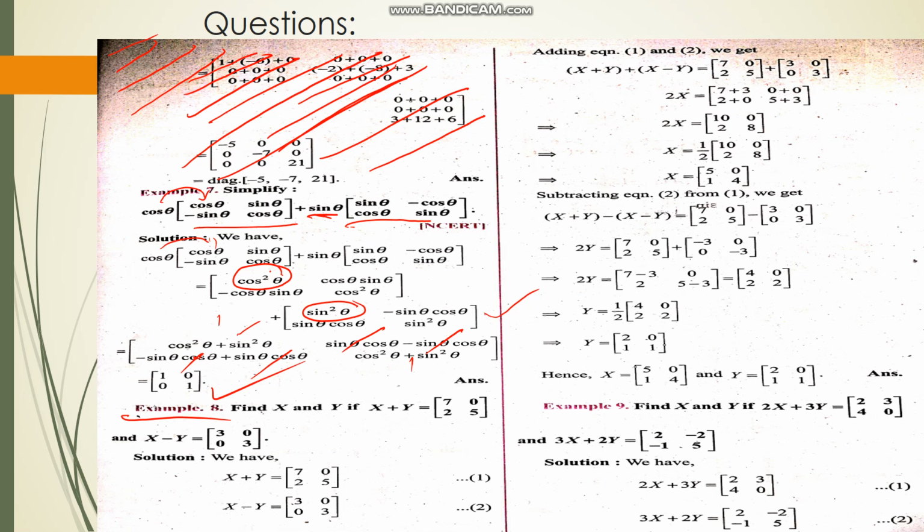Let's see example 8, find x and y if x plus y is equal to this and x minus y is equal to this. If we solve this like algebraic equations, like linear equations, so x plus y and x minus y, if we add them, by adding these two equations, y will cancel out and 2x equals, we have to add these two matrices on the right hand side, so by adding these two we'll get this matrix. By sending this 2 to the right hand side, we'll get x equal to 1 by 2 times 10 0 2 8.